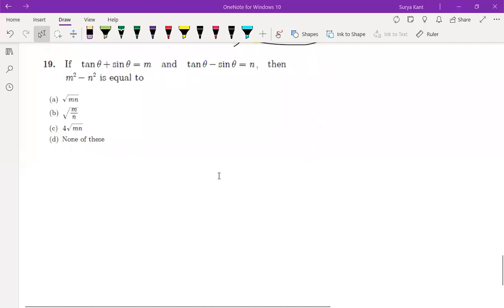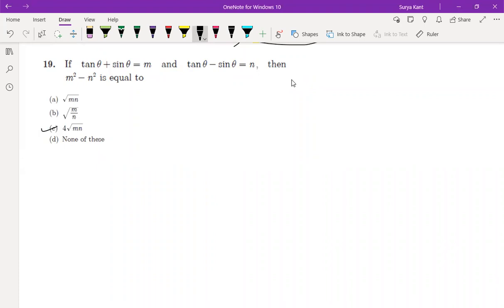So if tan theta plus sine theta is equal to m and tan theta minus sine theta is equal to n, then m square minus n square is equal to what? Who can solve this question? Sir, it's 4. Option C. How have you solved it, Praharshan? Sir, just substitute the values and you can easily get it.